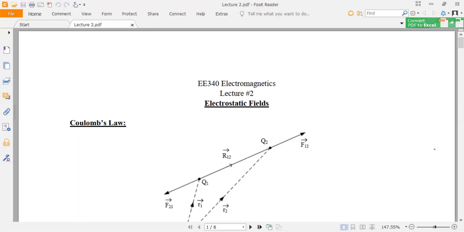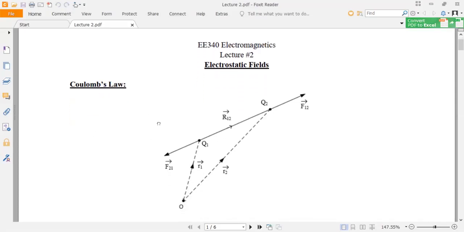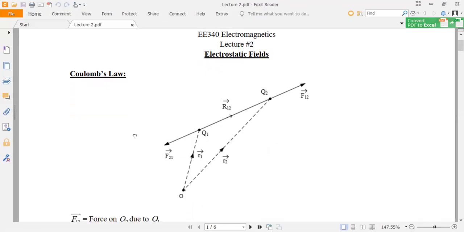Electrostatics. Our first part is Coulomb's law. I'm sure you have already looked at Coulomb's law, probably in your Physics 102. Here we are just trying to represent Coulomb's law using vectors. So it's not just the scalars, but it's vectors.